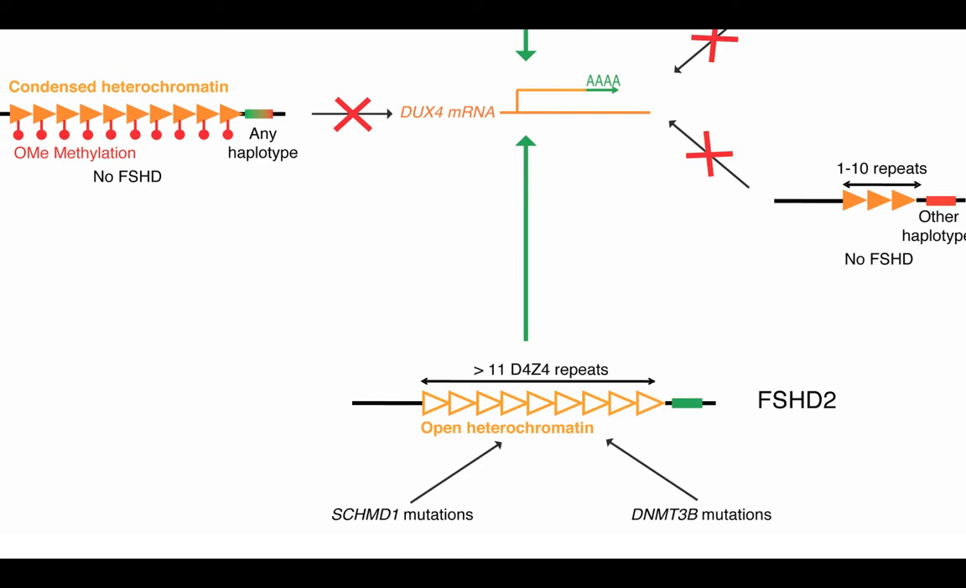We have found 2 genetic mutations that can cause all of these storage units to be more accessible, to be more open, and for the chromatin to not be as condensed in this area. These 2 genes are SMCHD1 as well as DNMT3B. Mutations in these genes can cause a more open heterochromatin, and the accessibility of the DUX4 DNA is more available, allowing for the DUX4 mRNA to be expressed.